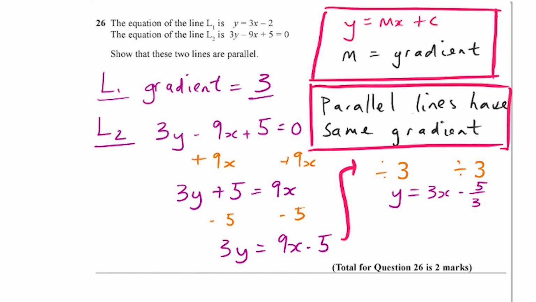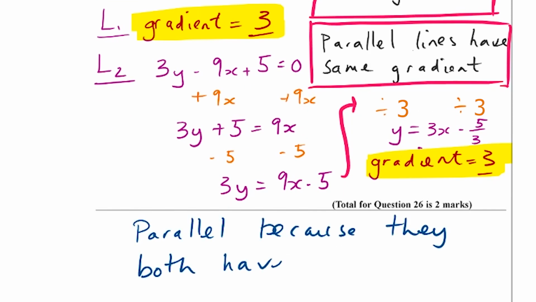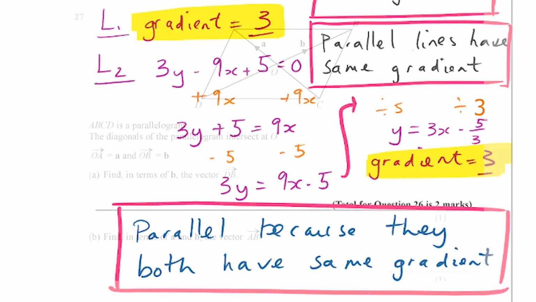From that, now this is in that same format, isn't it? y equals mx plus c. So the gradient of this one is also 3. There are 3 lots of x, in other words. So both these lines have a gradient of 3. I would put a little note to the examiner that they are parallel because they both have the same gradient. And you are done with that question.